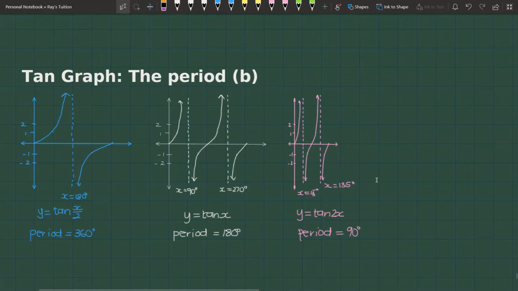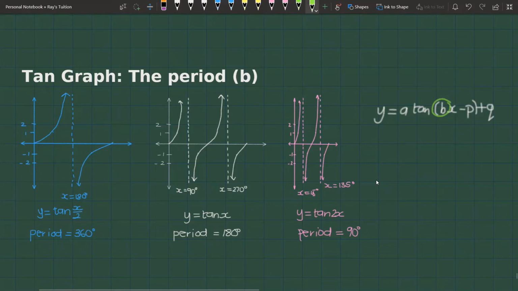So just a reminder, the equation of the most general tan graph is y equals a tan(bx minus p) plus q. So we are looking at the effect of b on the tan graph. b is the coefficient of x and it changes the period of the graph. The period, once again, is how long it takes for a completed tan cycle to happen.